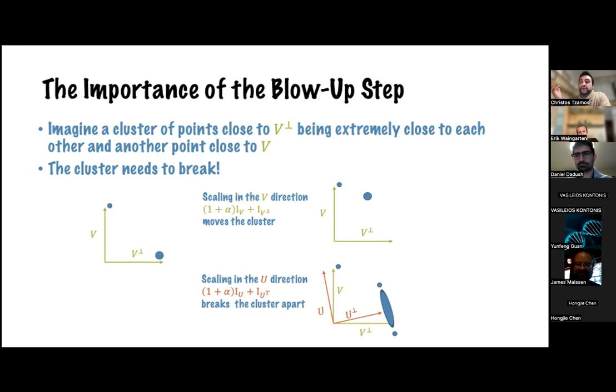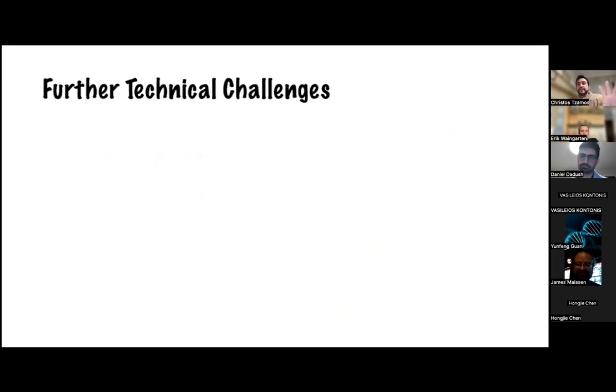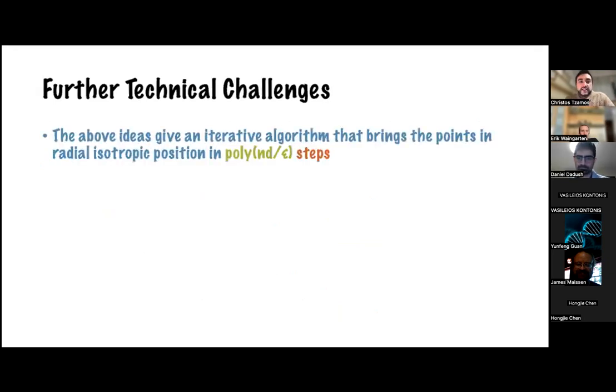And that's the only case essentially where the Forster transform is not possible. So if there is actually just one point and this step doesn't work, it's because the Forster transform doesn't exist. If it does exist, it will be able to blow them up, because there's some tiny gap between them. Okay, so the ideas that I presented suffice to give you an iterative algorithm that brings the points into radial isotropic position, and the number of steps is just polynomial in m, d, and one over epsilon.